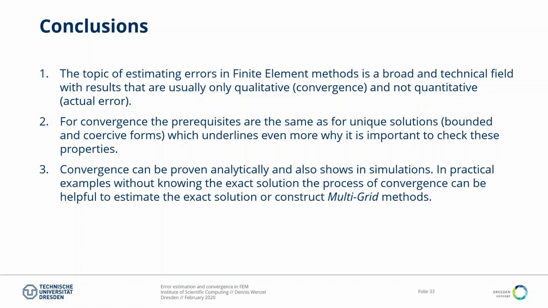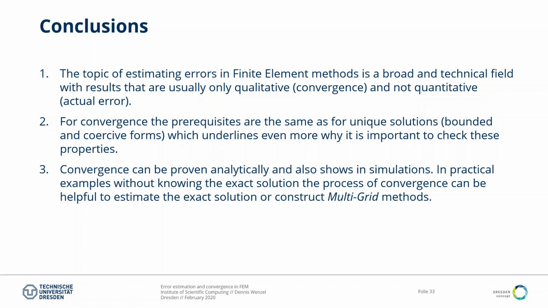In our case, the convergence prerequisites are the same as for unique solutions, so especially boundedness and coercivity for the bilinear form. This underlines even more why it's important to check these properties, because if you have them, you are completely golden, because you know that your problem has a unique solution and your FEM is also giving you the best approximation in the respective space, and you get convergence, so everything is perfect. And then this concept of convergence can be proven analytically, and it also shows in simulations.